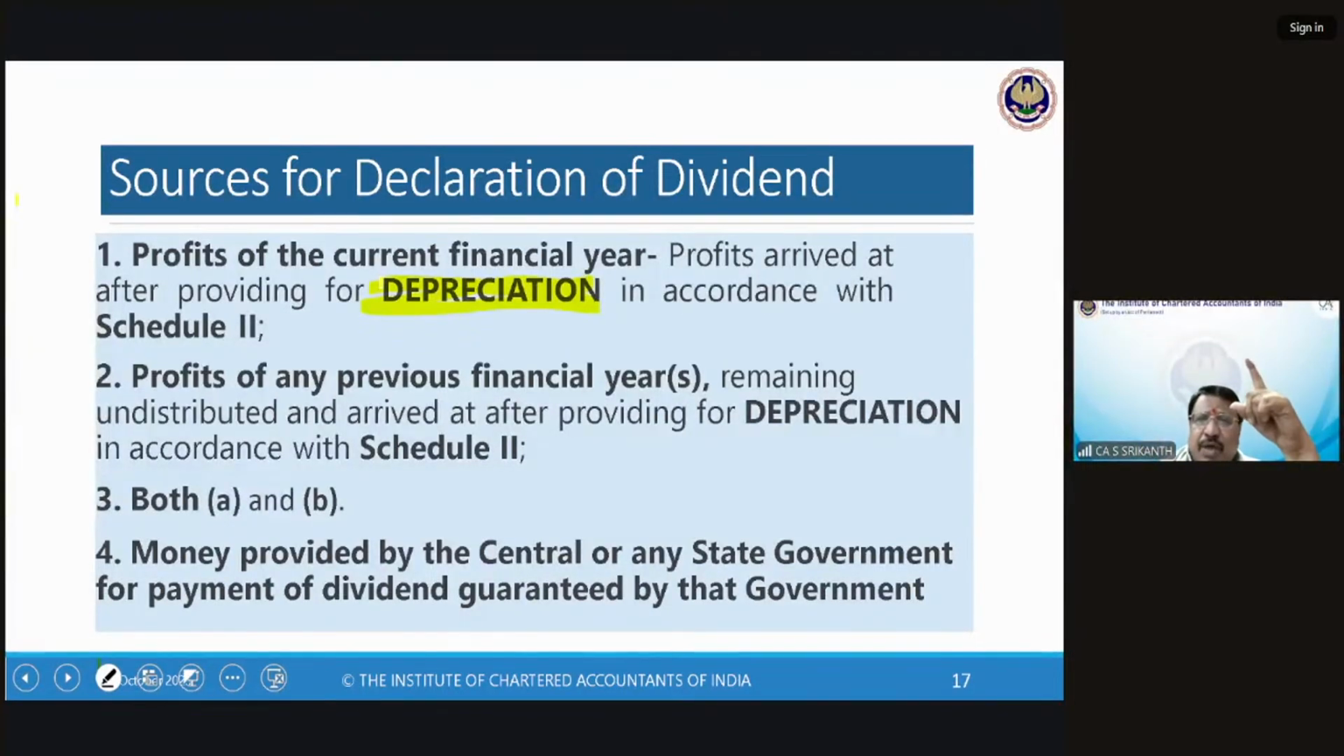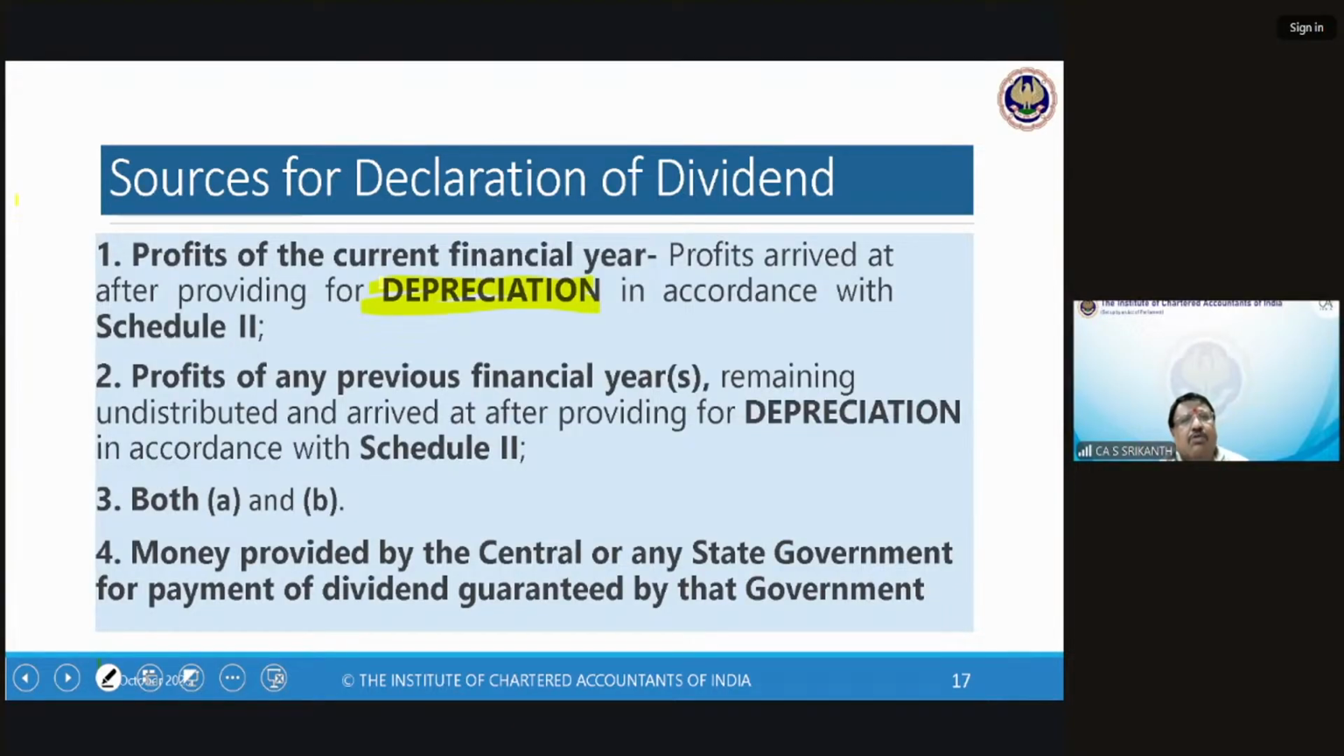See, they are saying, and this is very important from the auditing point of view also. In auditing also, you will get this topic, you will get a question in auditing. Check out. In company audit, this is one of the important topics that they will cover. At least in those days, and I think now also. So, profits of the current financial year, but after providing for depreciation in accordance with Schedule 2.